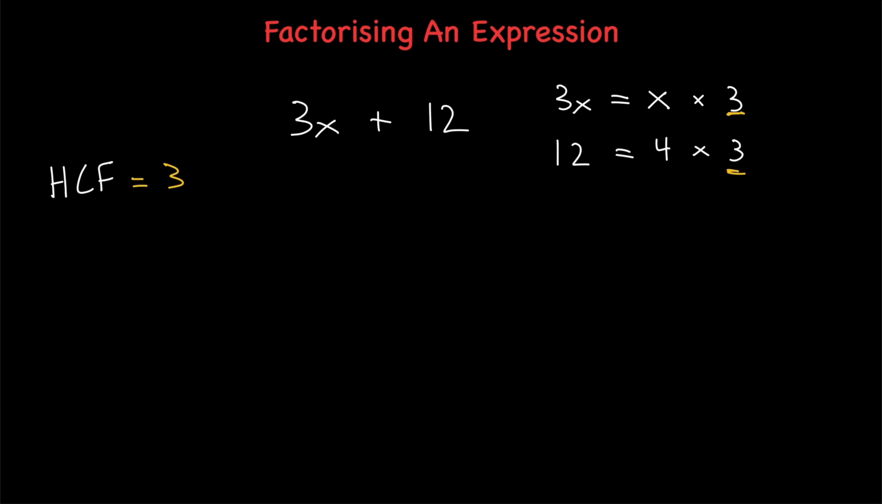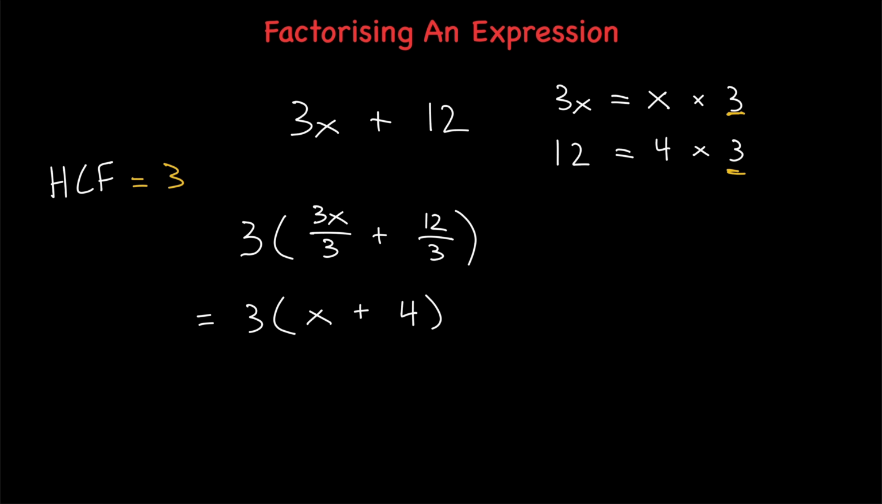And so the next step in writing the factorized form, we put the highest common factor outside the brackets and then divide each term inside the brackets by that same highest common factor. And so then simplifying, we get 3x divided by 3 is just x, plus 12 divided by 3, which is 4. And so this is the factorized form of that expression.